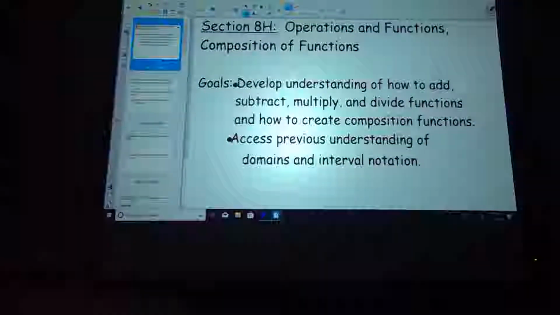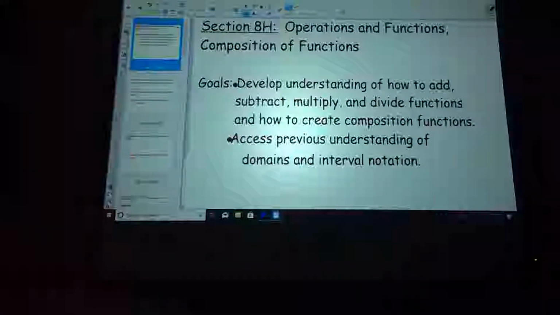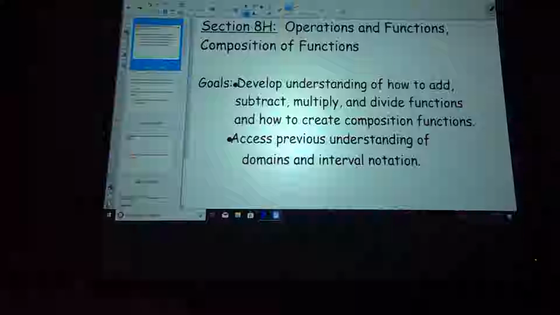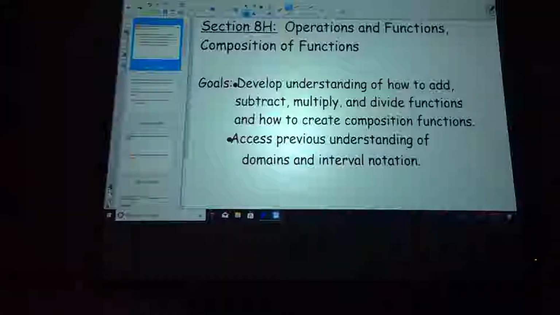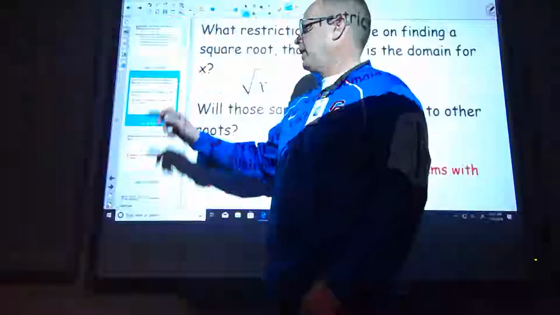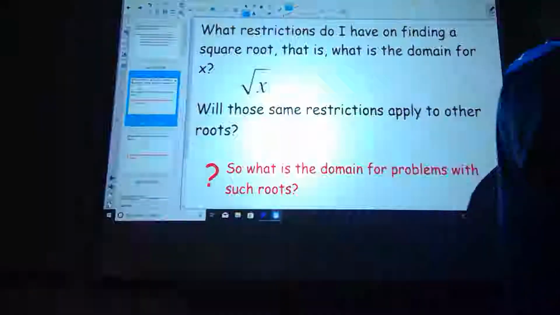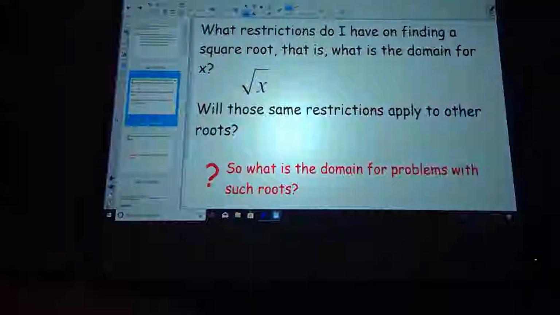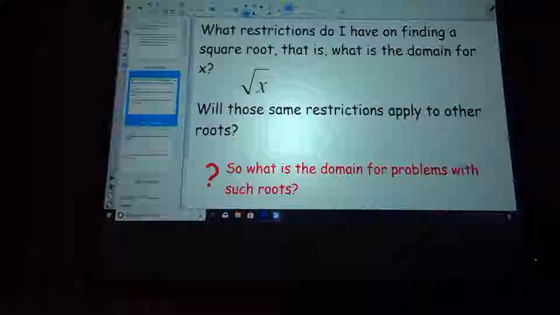So we're going to talk about how to add, subtract, multiply, and divide functions. This is a much easier thought process as long as you just realize how to do it. And then domains and interval notation. The big thing on these is that we're going to have to find the domain and range of all of them.